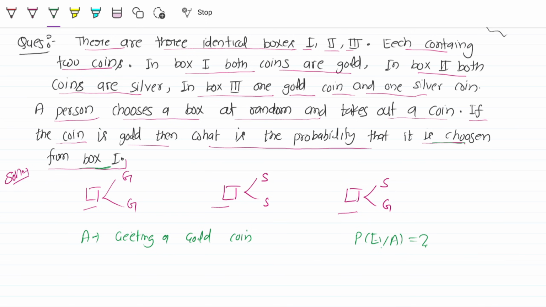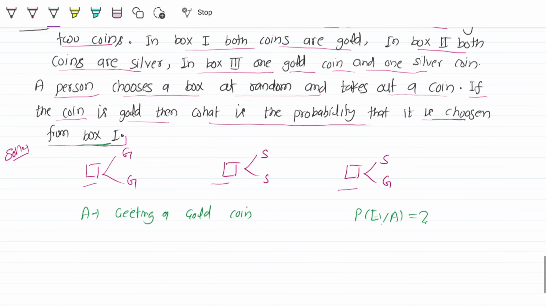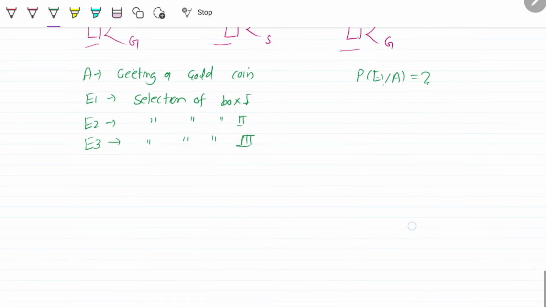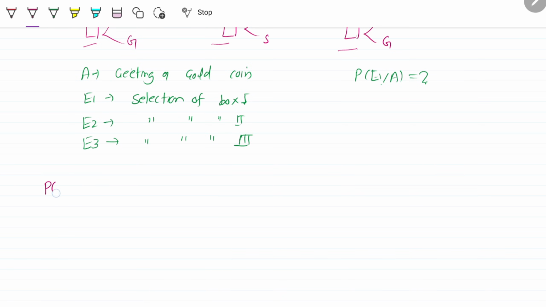Okay, so first of all, before writing the solution, we have to define our events. So E1 is the selection of box 1. What is E2? Selection of box 2. What is E3? Selection of box 3. Okay, next, what do they want? They want P(E1 by A). E1 by A means gold coin from box 1.